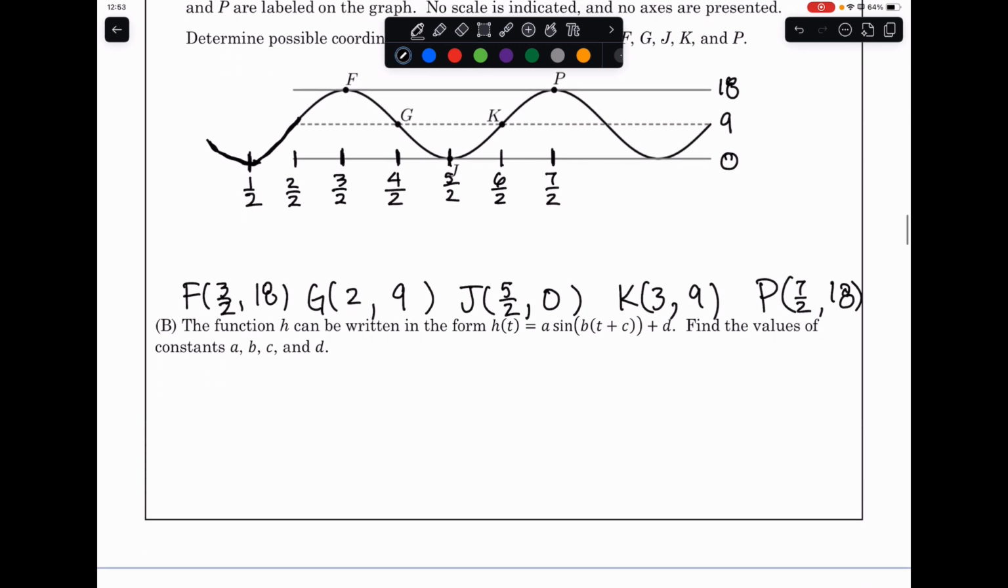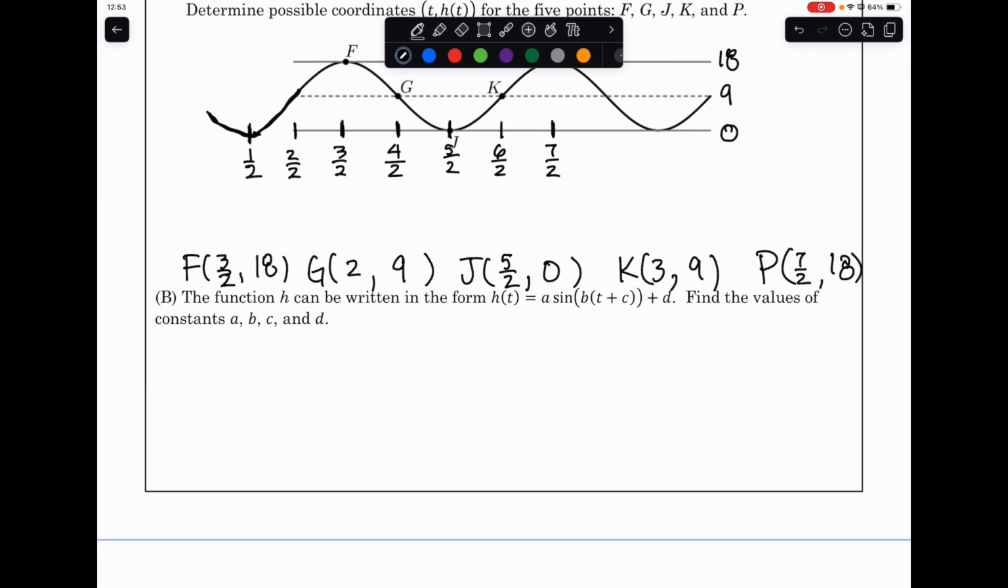Now, part B, we're going to do something different here. Instead of identify the amplitude, period, and midline, we're going to refer to those things as A, B, C, and D on this equation. So the function h can be written in the form of h of t equals a sine function. So pay close attention to that. It's a sine function. And we want to find the values of A, B, C, and D.